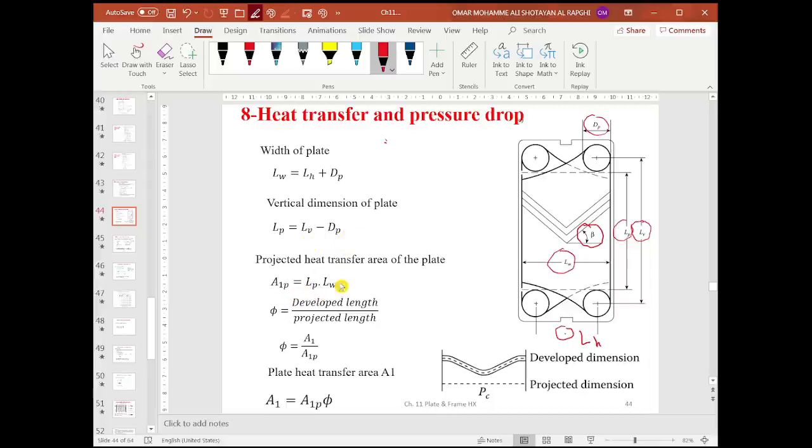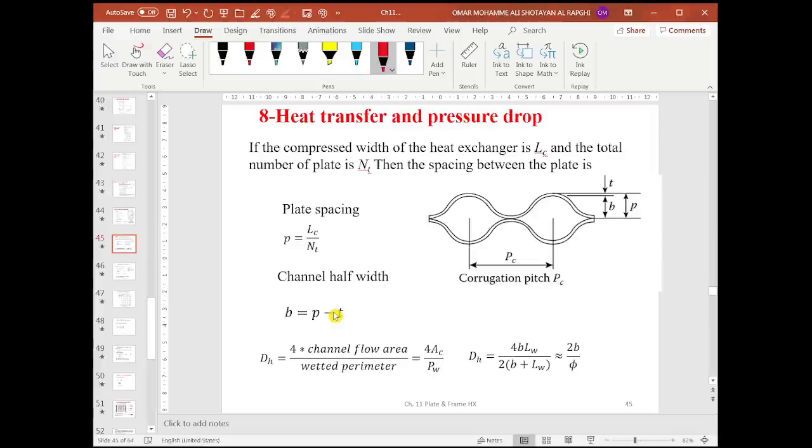Projected area is LP times LW for the plate, but because of the corrugation, the developed length divided by the projected length is phi. So the plate heat transfer area is the projected area times phi, where phi is the enlargement factor, which is more than 1. Here it shows the dimensions again.